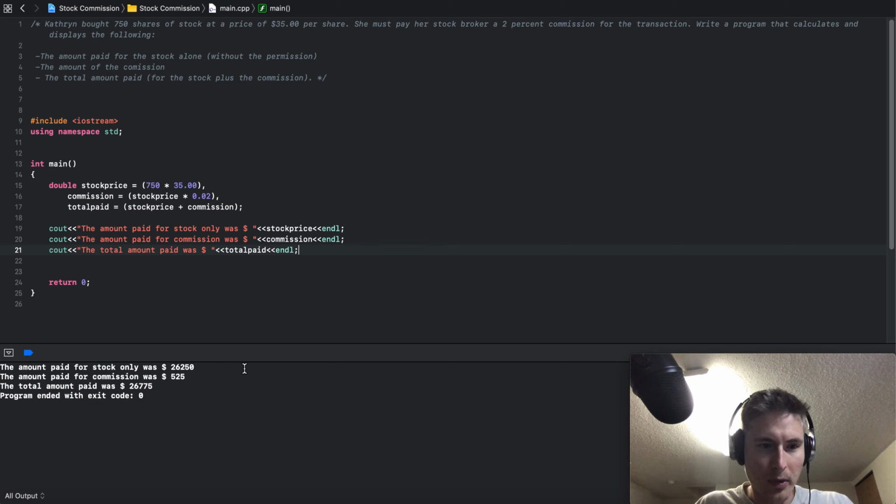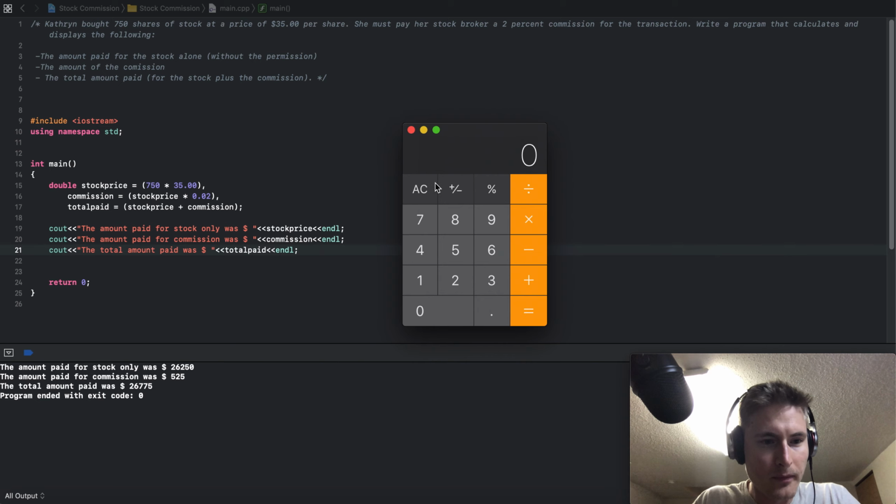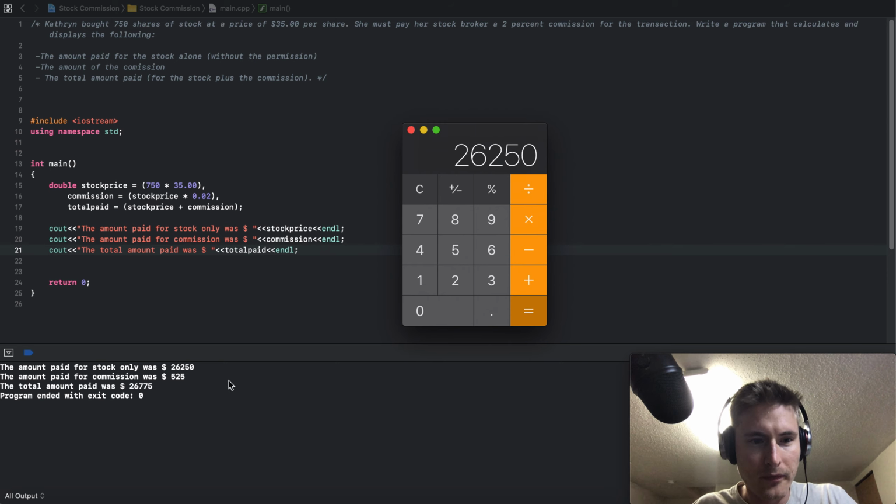Okay, so we have the total paid for stock only was 26,250, commission 525, and the total amount paid being those two numbers. Let's double check these amounts. Okay, so we have 750 times 35, giving us this number, times 0.02 for 2%, giving us 525. We'll add the two together. Total price equaling $26,775.